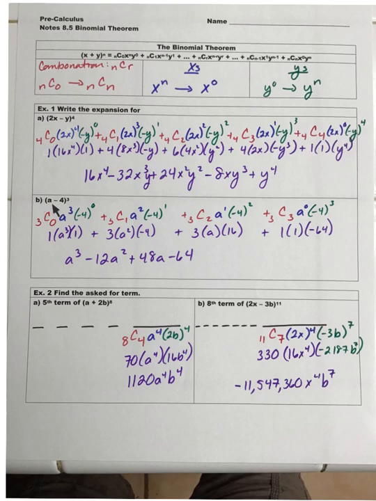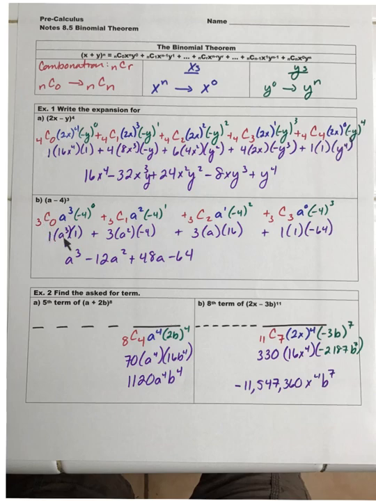All right, so B, we have a minus 4 cubed. So n is 3. So 3C0, 3C1, 3C2, 3C3. Whatever's in the first position starts high and goes low. So a cubed, a squared, a to the 1st, a to the 0. Whatever's in the second position starts low and ends high. So negative 4 to the 0, negative 4 to the 1, negative 4 to the 2, negative 4 to the 3rd.